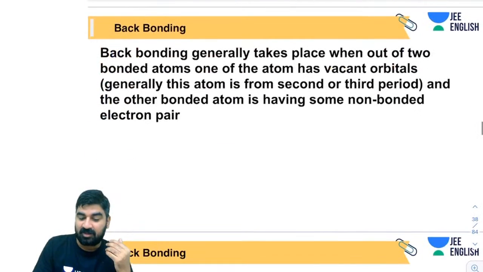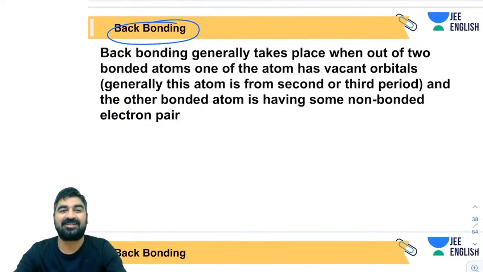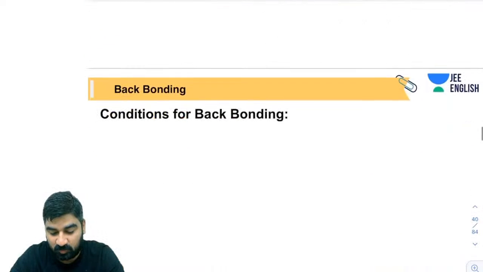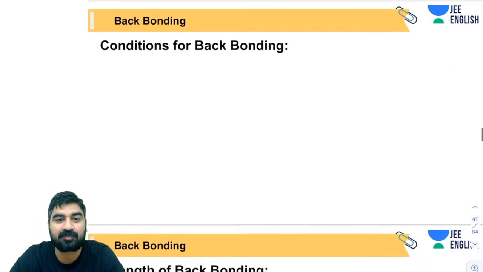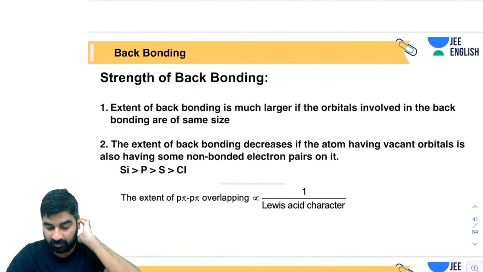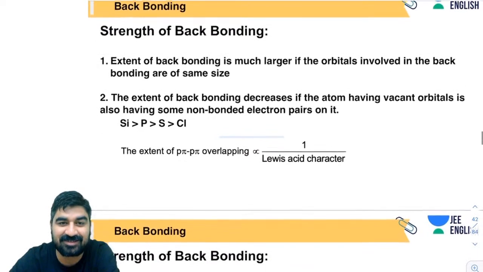Right, guys? And next class, guys, I will be teaching you the back bonding. What is the back bonding and how does this affect bond angle, bond length? That is a very important concept in the next class. So guys, what are the conditions for back bonding? I will be discussing those conditions, guys. So strength of back bonding, what are those factors on which the strength of back bonding depends?